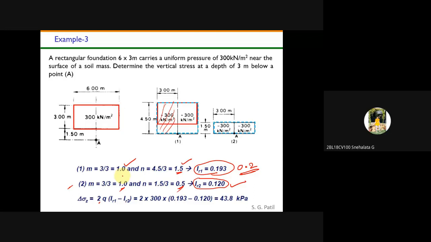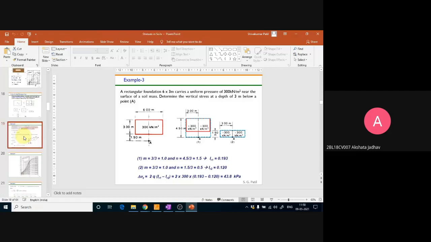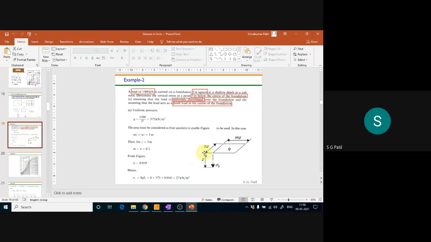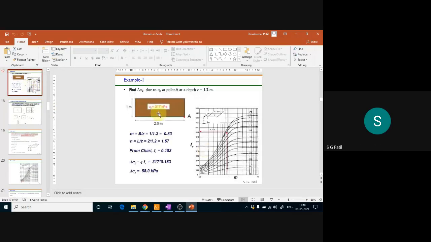Any doubts here? Sir, in the first problem, the rectangle problem you took, sir, before this one. This one? Yes, sir, this one.